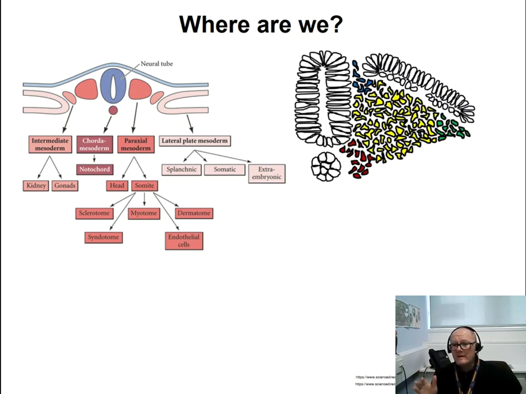Now, if you remember, the somites are formed anteriorly. So while the neural tube is formed from an anterior to posterior direction, the somites are also formed in the same way, from an anterior to posterior position.